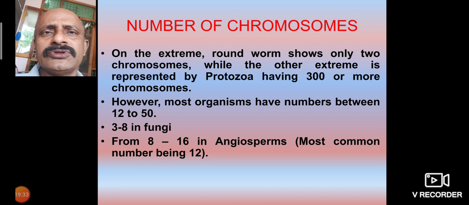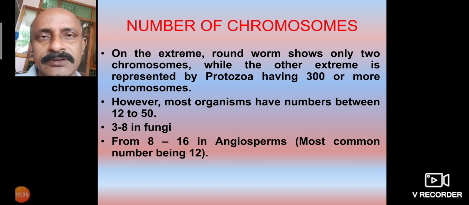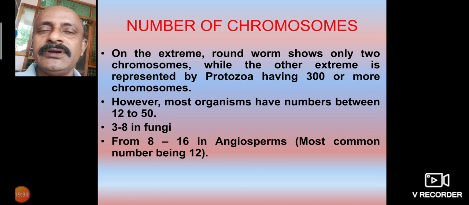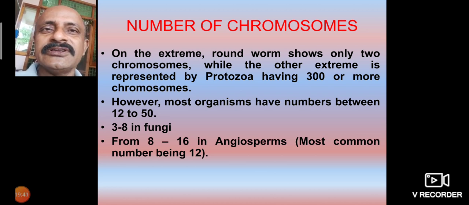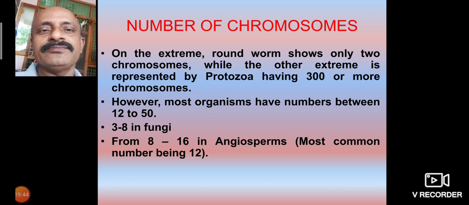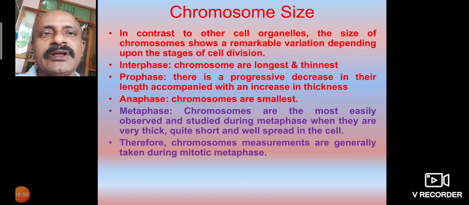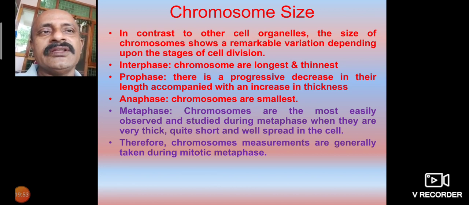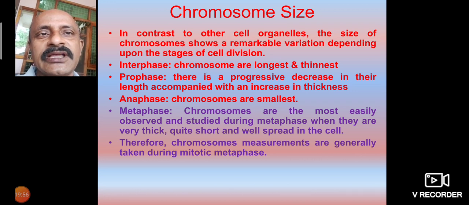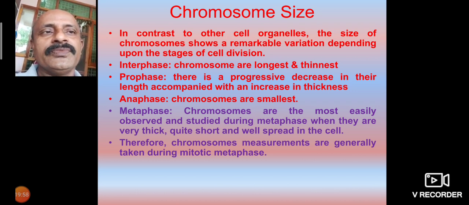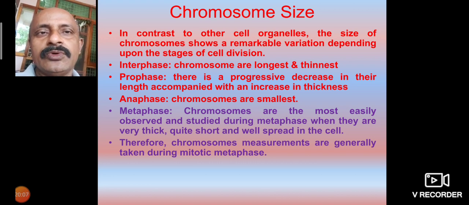The number 12 is found in many animals and many plants, but they are structurally and functionally different, though the number is similar. Now the chromosome size. The size of chromosomes shows a remarkable variation depending upon the stages of cell division: interphase, prophase, metaphase, anaphase, telophase, which are different in size.